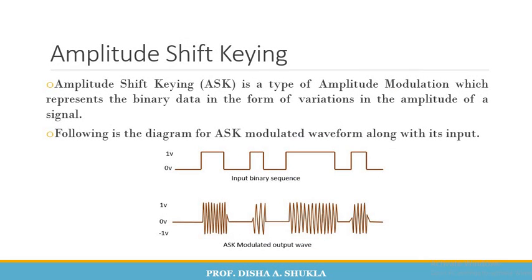The first one is amplitude shift keying. Now, amplitude shift keying is a type of amplitude modulation which represents the binary data in the form of variation in the amplitude of a signal. Now, as shown in the figure, you can see that the digital signal is a 0-1 volt signal and the ASK modulated signal shows 1 volt positive and negative -1 volt for the values where the digital signal has a value 1. And for the signal when the value is 0, we have a 0 potential even in the ASK modulated. So this is how the amplitude shift keying modulated output looks like.